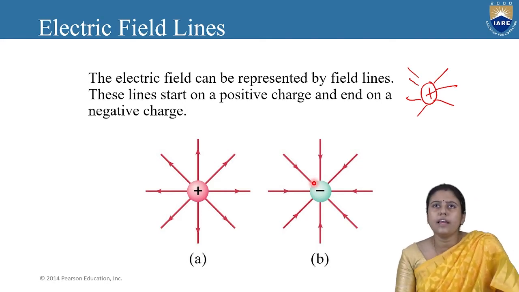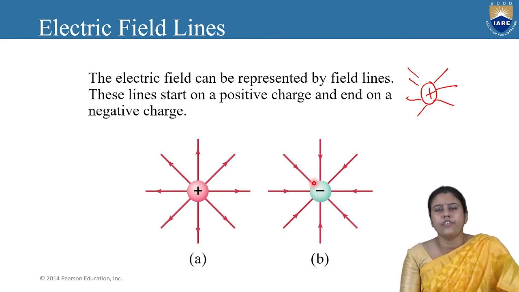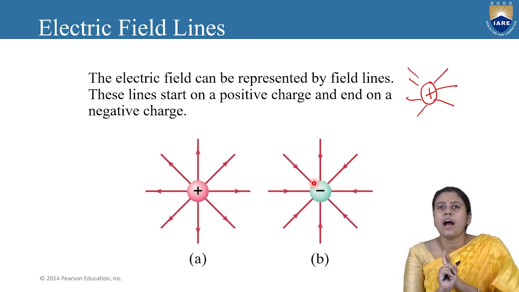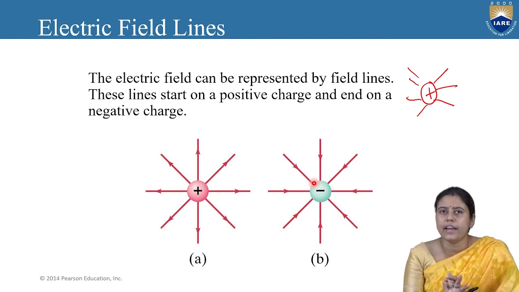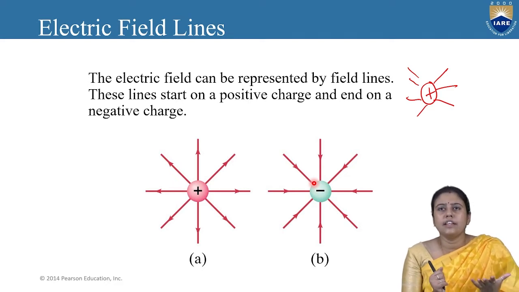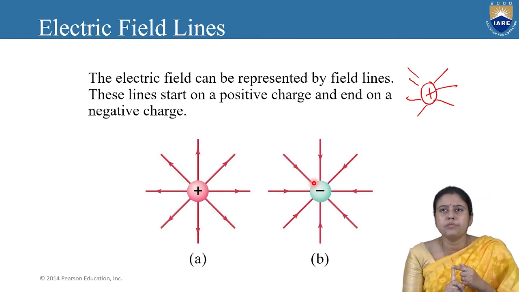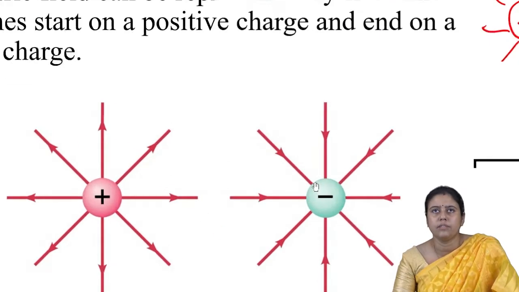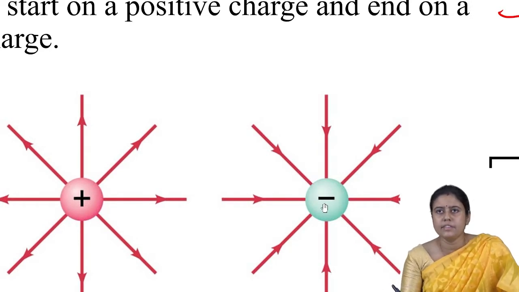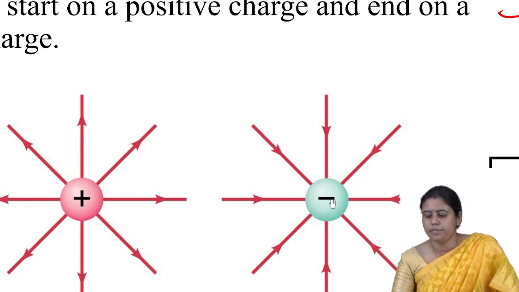So these are the three important properties of electric field lines. First, electric field lines are imaginary lines of force. Second, they start from the positive charge and meet at the negative charge. Third, at a positive charge the electric lines of force are diverging in nature, whereas at a negative charge they are converging in nature. You can see from the diagram that the lines are coming inside and going outside.